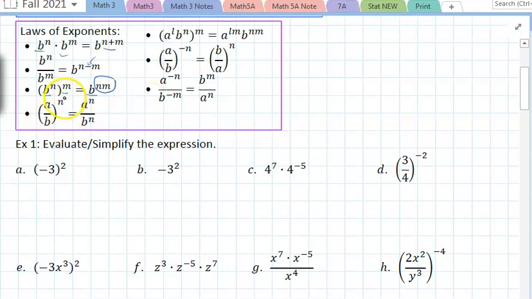If you have a fraction raised to a power, so if the base is a fraction, then the power belongs to each term in the fraction. And if you have a fraction raised to a negative power, you can switch the power from negative to positive by taking the reciprocal of the fraction.